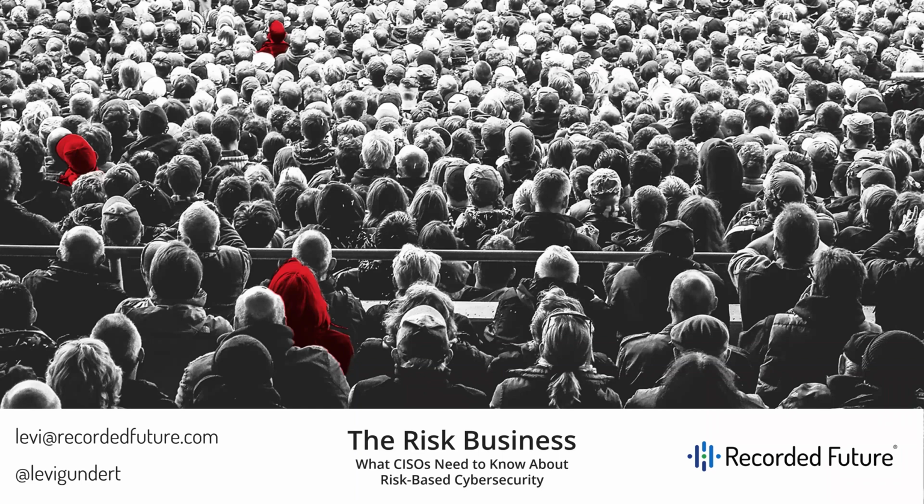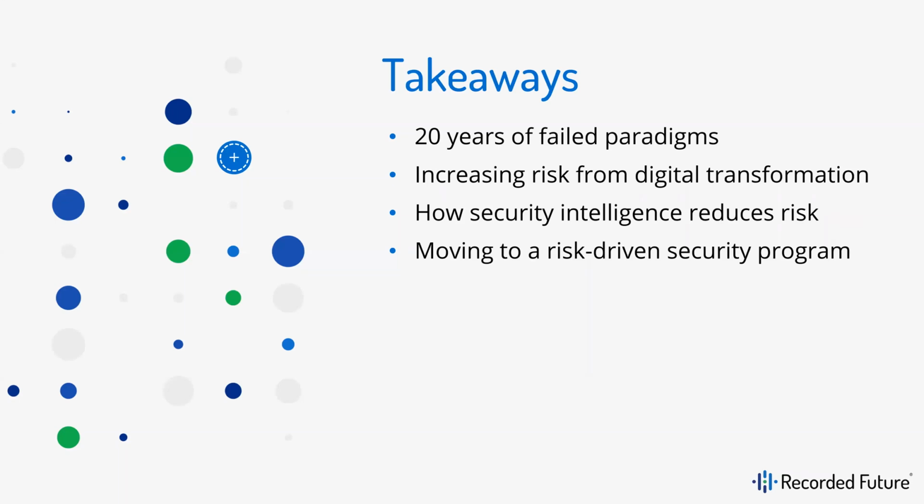So this presentation is really a summary of the book that I recently wrote on this gap and how to approach this gap, and really how everyone in the security organization can feel confident in thinking about how they contribute to risk or the reduction of risk, and how they communicate that efficiently to senior stakeholders. So the takeaways that I have today for you are right here, and you can read them for yourselves. I'm going to talk a little bit about my personal story and some of the failed paradigms that are not necessarily completely failed, maybe just partially failed. We'll talk about some of the increasing risk that's happening right now in terms of digital transformation, how security intelligence reduces risk, and then finally what moving to a risk-driven security program would look like, and how that's different from some of the other types of security programs that are out there today.